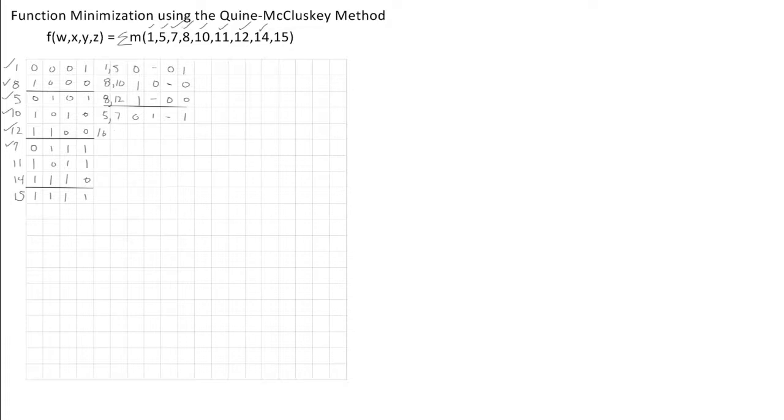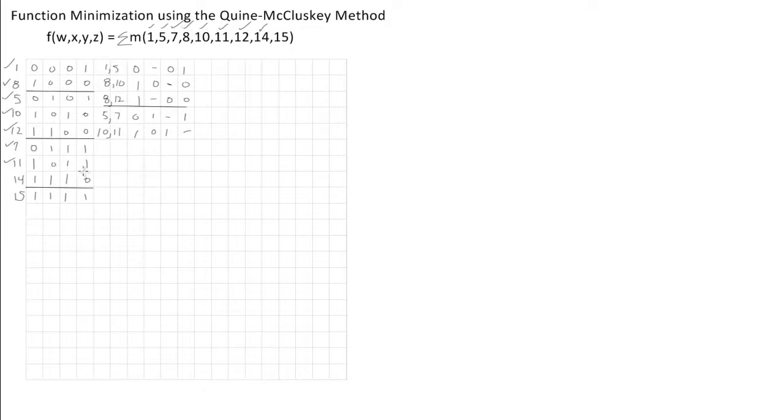What am I doing? I can just undo that if I don't like it. 10 and the 11. 1 0 1 0 and 1 0 1 1. So we're going to have 1 0 1 and then the dash, because the last bit is different, so that's where the dash goes. And we can check that off.